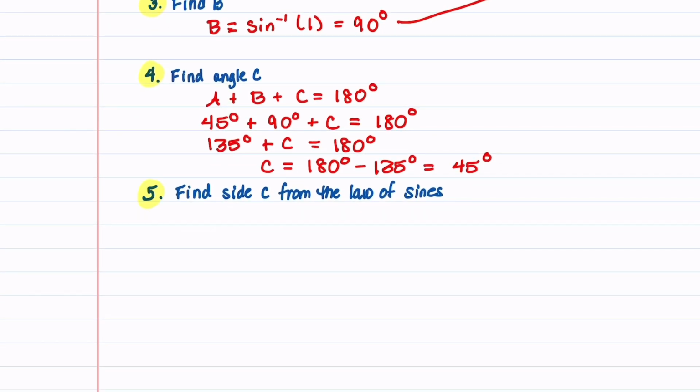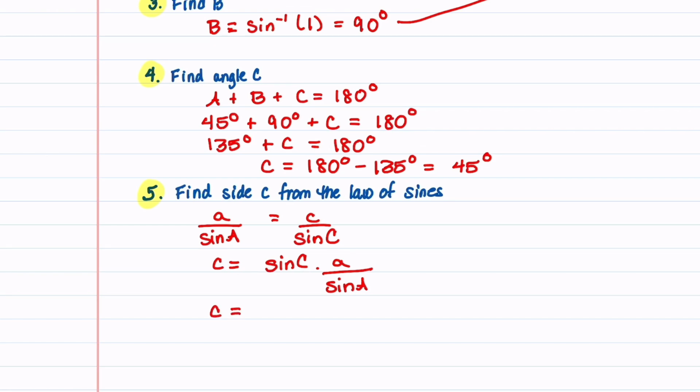Our last step is to find side c using the law of sines. We know from the law of sines that a divided by sine of A is equal to c divided by the sine of angle C. This tells us that c is equal to sine of angle C times a divided by sine A.